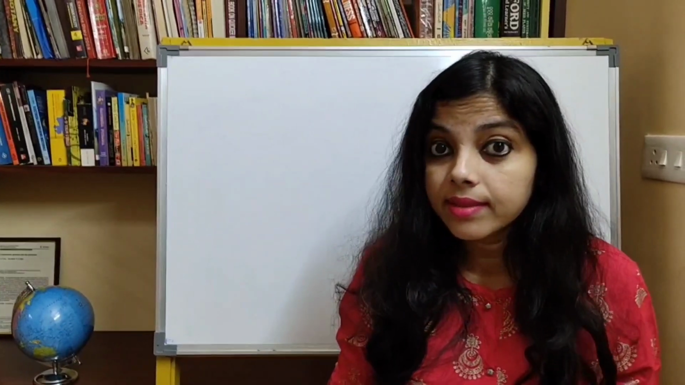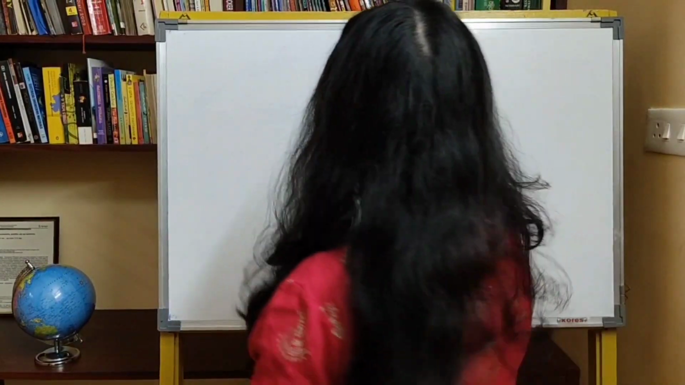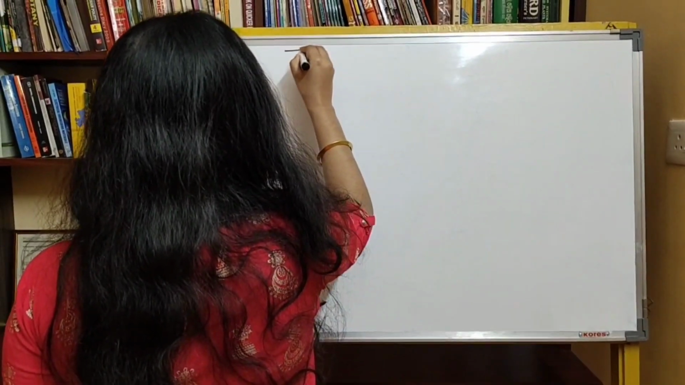So now, I think we have started the chapter solar system. Yes. So we are already done with the 8 planets. Do you know what is our today's topic? Our today's topic is the celestial bodies. So what do you mean by celestial bodies?